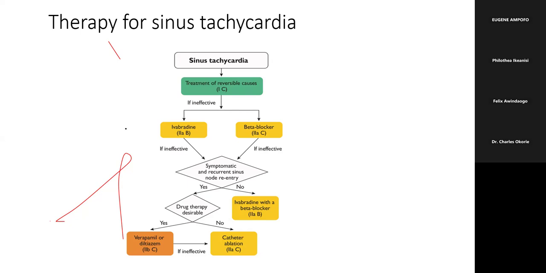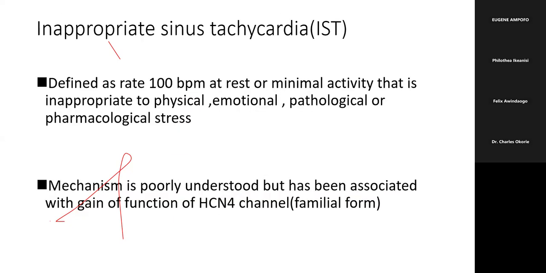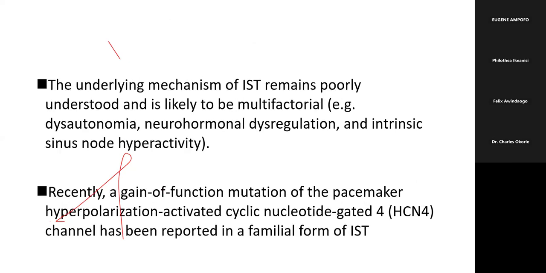Then we have inappropriate sinus tachycardia as the next form. So this is defined as a rate of over 100 beats per minute at rest or minimal activity that is inappropriate to physical, emotional, pathological or pharmacological stress. So this is when we have a tachycardia that is not commensurate with whatever is precipitating it. The mechanism is poorly understood, but has been associated with gain of function of the HCN4 channel in familial form. And as I've just said, the mechanism of inappropriate sinus tachycardia remains poorly understood.